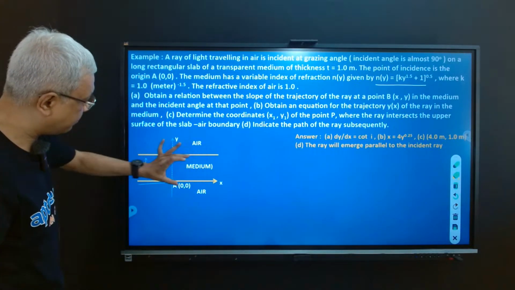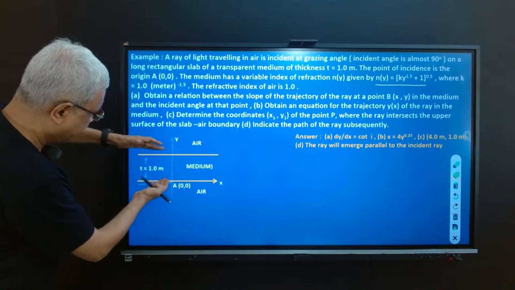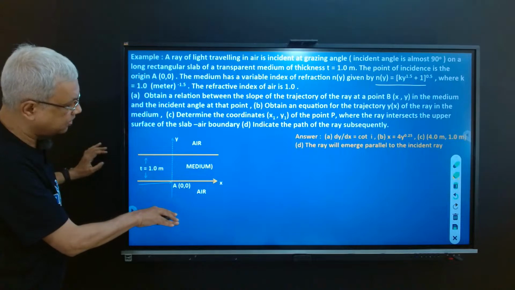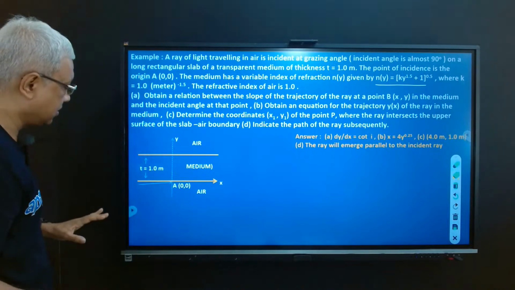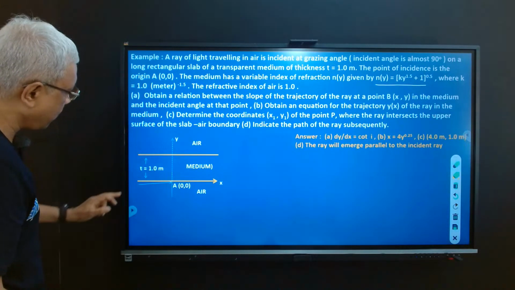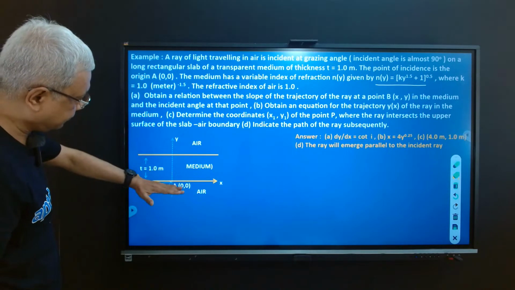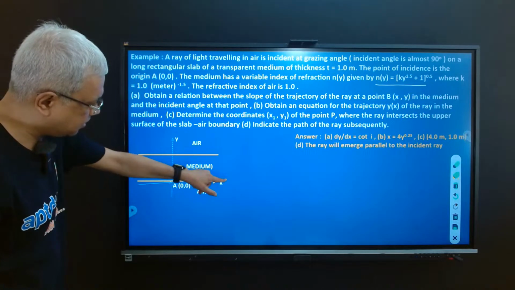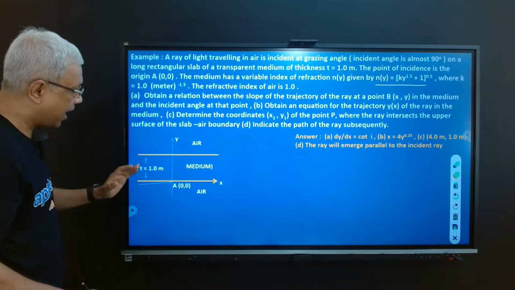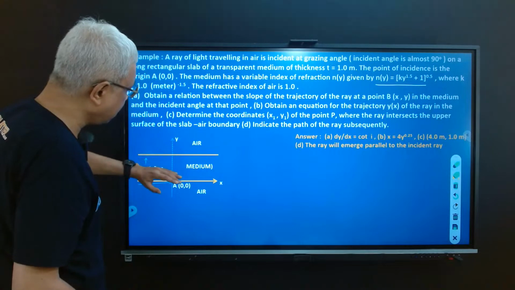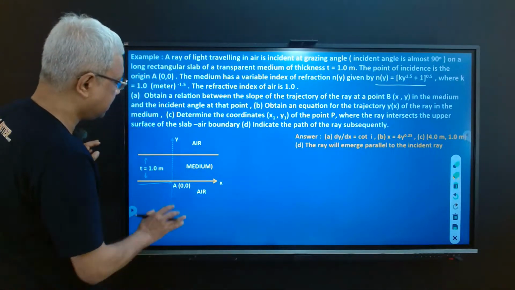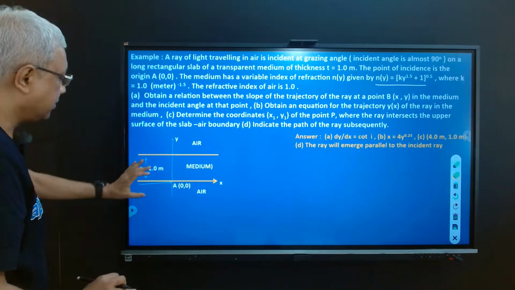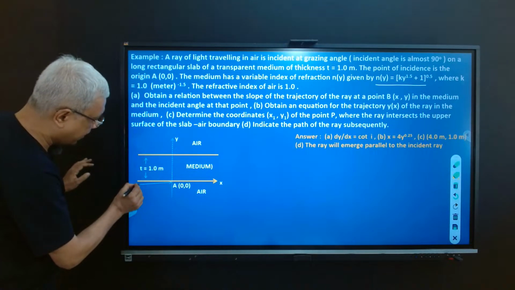So this is a slab bounded by these two yellow lines, you can say, and below the slab, air medium is there, above the slab, air is there, and the thickness of the slab is 1 meter, and this is the origin of the coordinate system. This is x direction, this is y direction, and the refractive index of the media is a function of y. It is continuously changing as you move up.